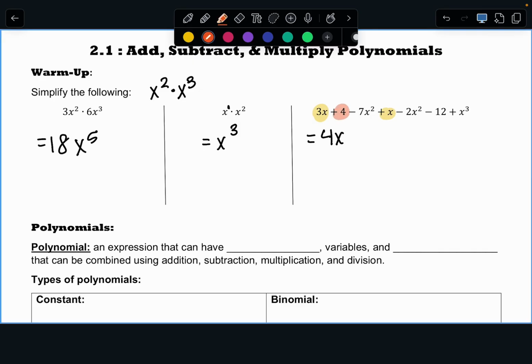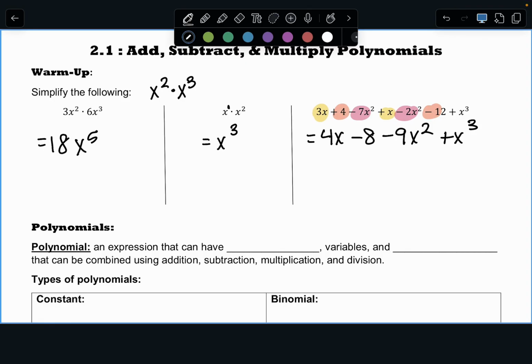And then we look at the 4, the constant term. What goes with the 4? Negative 12. 4 minus 12 is negative 8. Then we look at the 7x squared. Negative 7x squared minus 2x squared is negative 9x squared. Watching those negative signs there. And then the plus x cubed, he doesn't have a friend to go with. He just hangs out by himself.